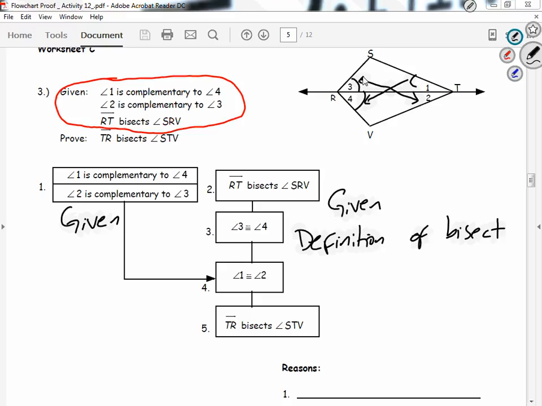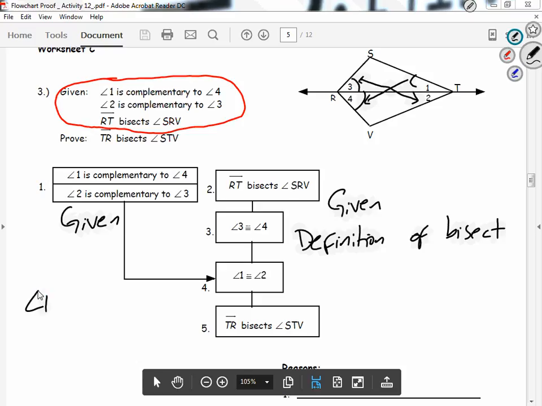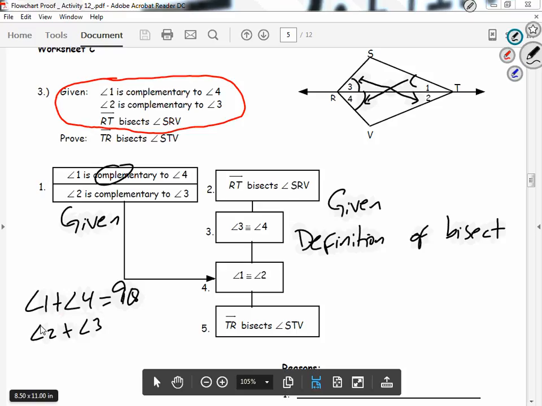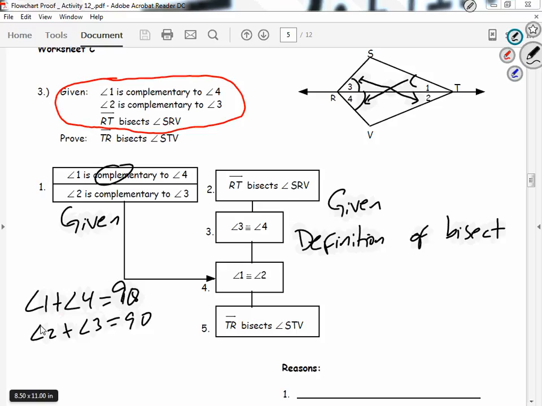Why can angle 1 and angle 2 be equal? Just for you guys to understand, we have that angle 1 plus angle 4 is equal to 90, that's the complement. We have that angle 2 plus angle 3 is equal to 90. But then angle 3 and angle 4 are equal. Can we come and say angle 1 and angle 2 are also equal?